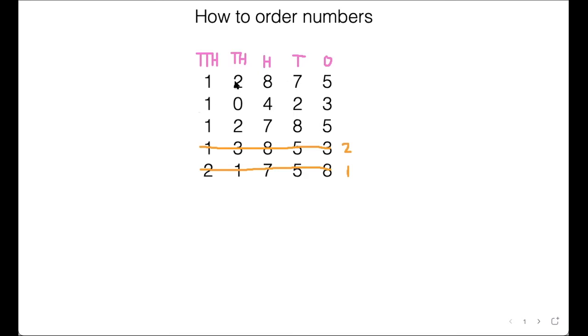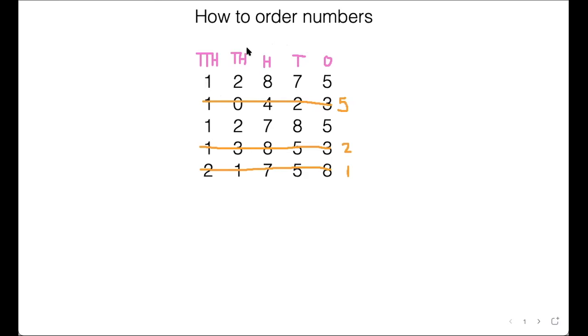How do we know that? Well, we have a 2 here, a 2 here, which are both the same, and they are both bigger than 0. The first numbers are all 1s, so we can confidently say that 10,423 is going to be the smallest number here. We can cross that off for now.